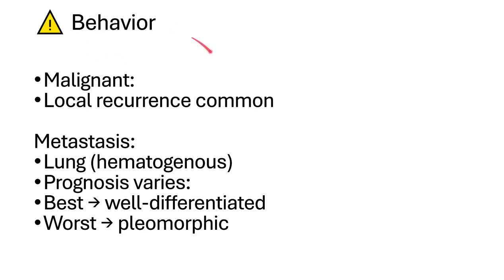The behavior of the liposarcoma, as we already know, is malignant, and local recurrence is common, and it can metastasize to the lungs by hematogenous spread, and the prognosis varies. The best prognosis is in the well differentiated tumors, and the worst prognosis is in the pleomorphic tumors. So those are the things that we have discussed about the adipocytic tumors, and next we are going to talk about the tumors of the smooth muscles.